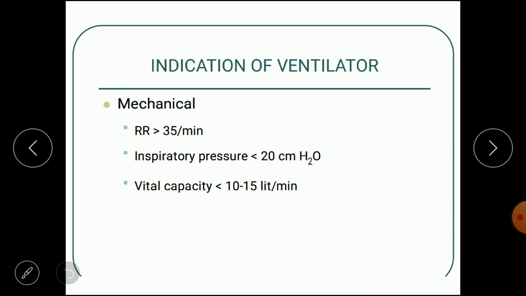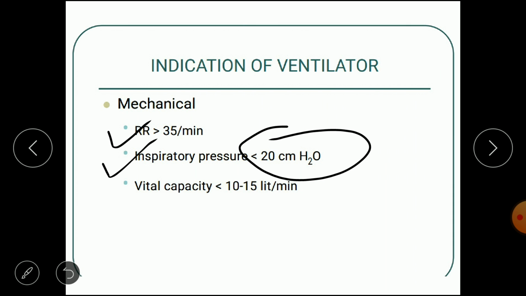Then the second indication is mechanical indications. So the first one is RR greater than 35 per minute. That means the respiratory rate is more than 35 per minute. Then inspiratory pressure is 20 cm H2O. Okay, that means inspiratory pressure is less than 20 cm of H2O.